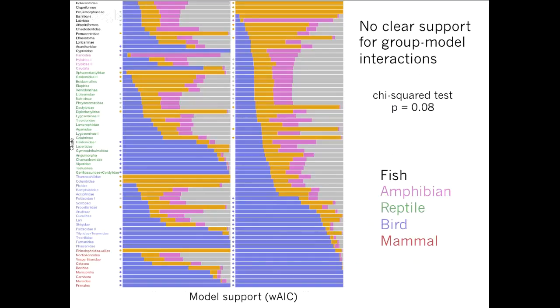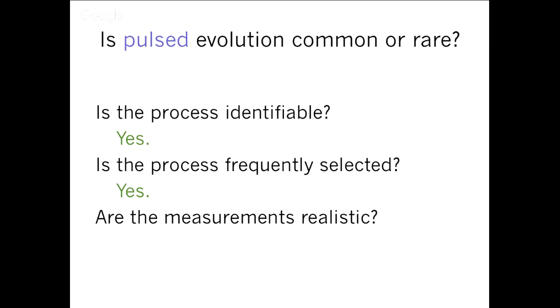When we looked for interactions between the groups, such as fish, amphibians, reptiles, birds, and mammals, with the different model classes, we did not find any strong relationships, which is in some sense reassuring, because it suggests that no single data set is driving the signal for pulses. From this, we can conclude that the process is frequently selected. It's certainly not rarely selected, which means pulsed evolution is at least something we should be aware of when talking about macroevolution in the context of phylogenetics.